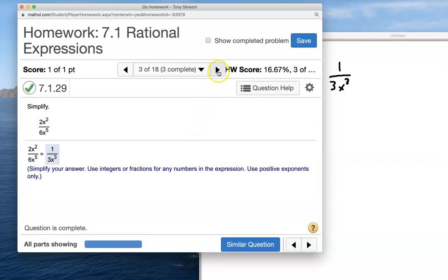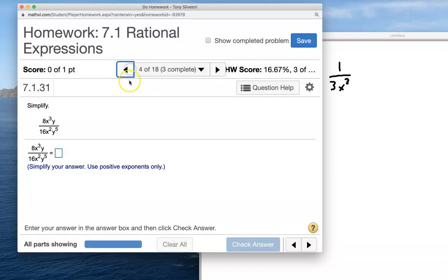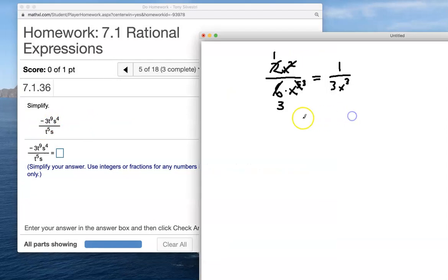Okay. So that's what you're going to do for the first few problems. Let me see what the next ones are. Let's do this one. See, 4 and 5 are basically the same thing. This negative might throw you for a loop. So let me see if I can use the same canvas here. Negative 3 t to the 9th s to the 4th divided by t to the 5th s. Okay, so let's take a look.